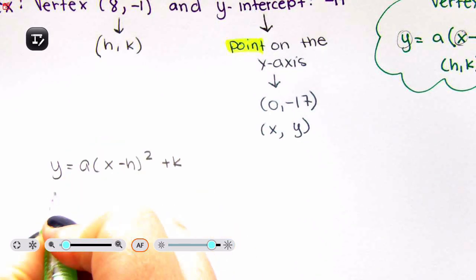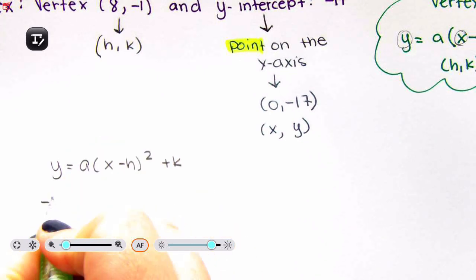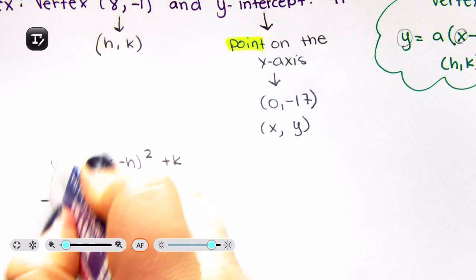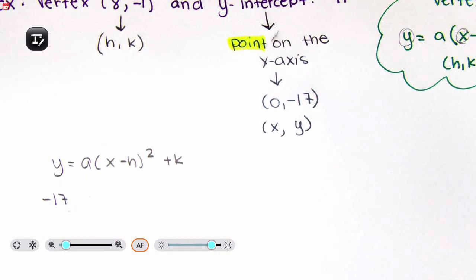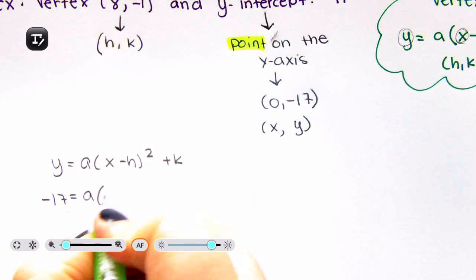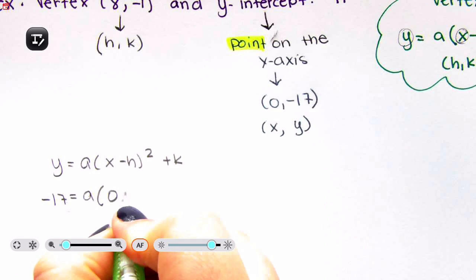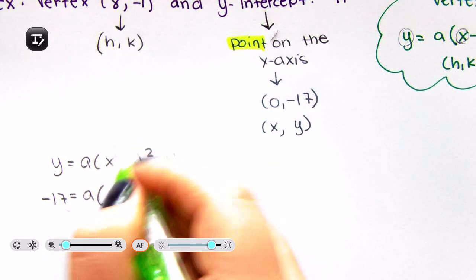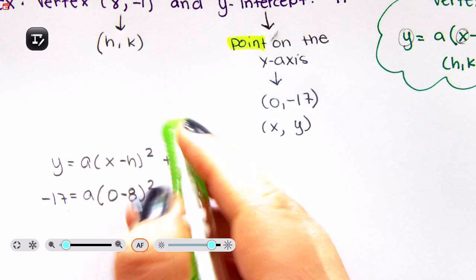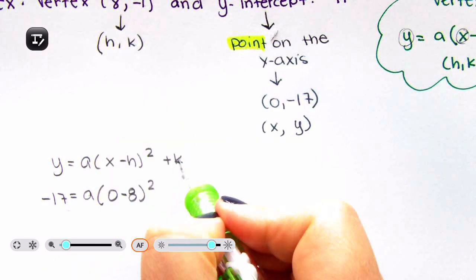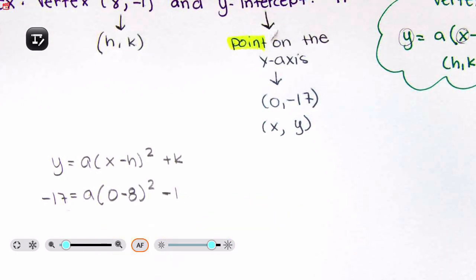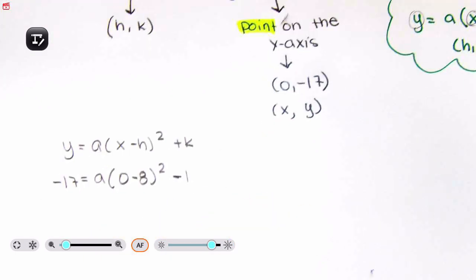So again, our y is negative 17 is equal to a, we don't know what a is. X, we said, is 0. H is 8, so I'm going to write whatever is opposite, so negative 8. K is outside the bubble, so I'm going to write it as is. Only change the sign of your numbers if it's inside the bubble.